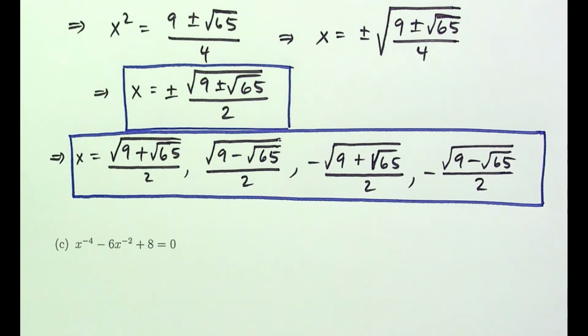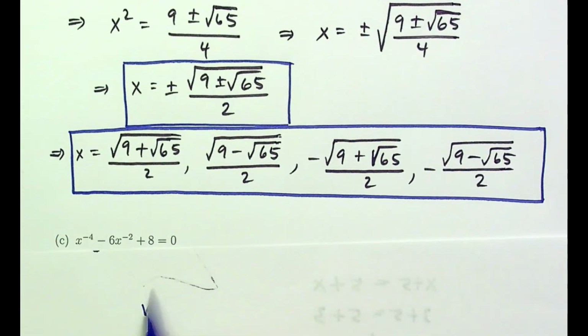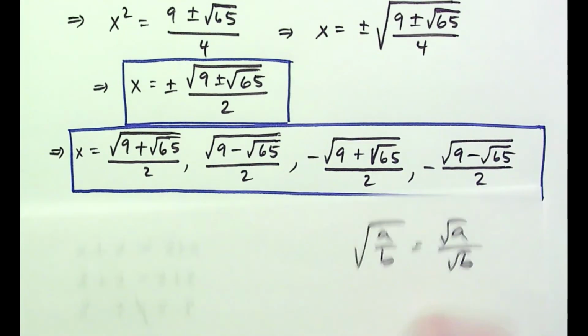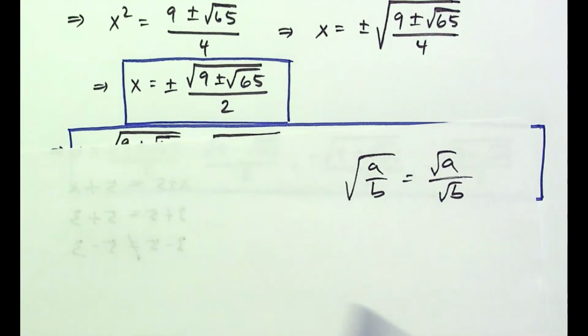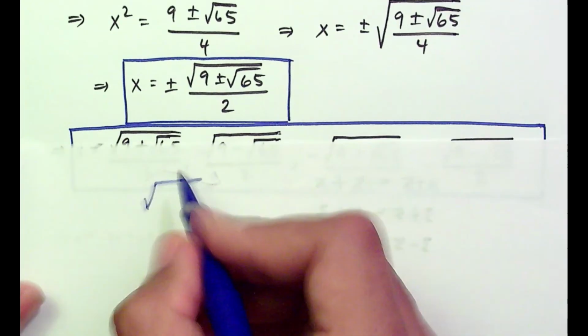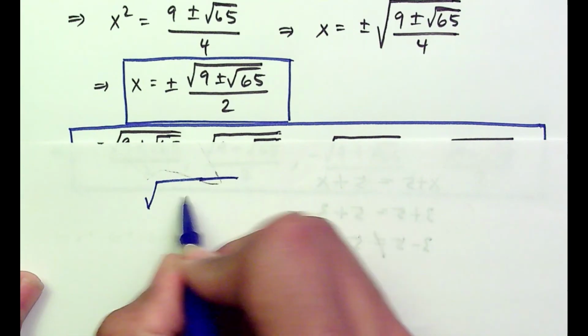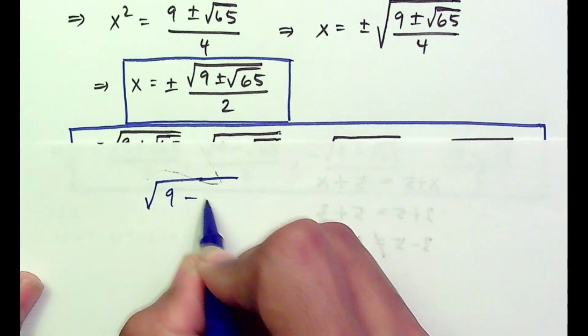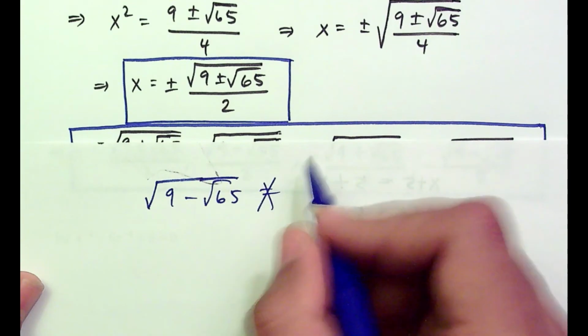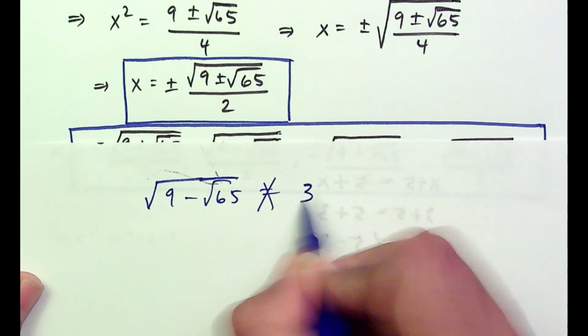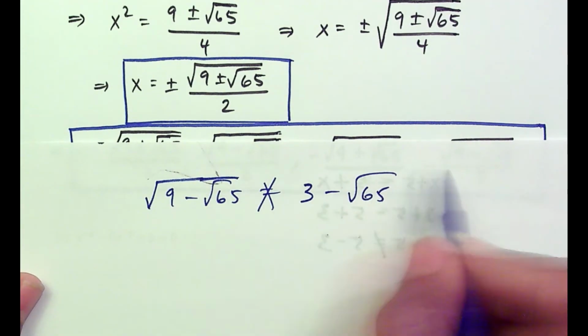Okay, just one remark here. Remember that you cannot simplify this any further. Even though this is true for quotients, where you can distribute the radical, you cannot distribute the radical over sums or minuses. So if you have something like this, you cannot say that this is 3 minus square root of 65. I mean, that is just wrong.